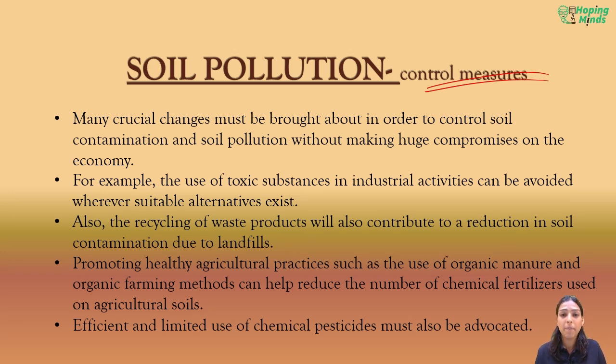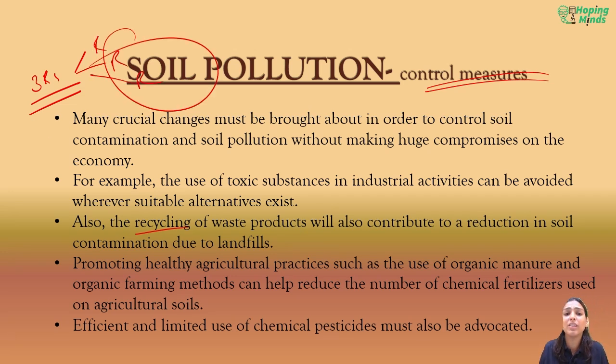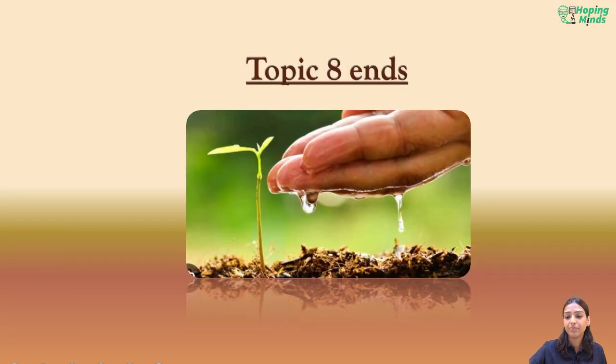And then at the industrial level, the use of toxic substances can be avoided with better suitable alternatives. These three R's that we have, recycle, reduce, and reuse, are not just fun words. They have to be put into action. We need to promote healthy agricultural practices, organic manure, organic farming. It's going to help the nature and us as well. We need to reduce the chemical fertilizers. Efficient and limited use of chemical pesticides must also be advocated.